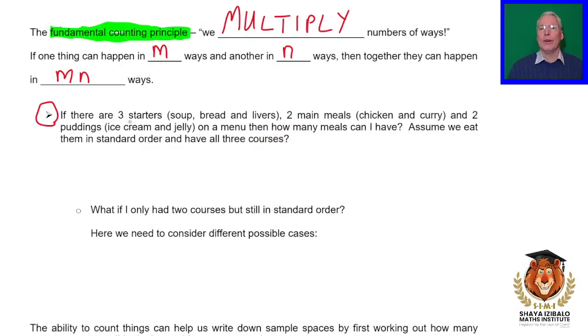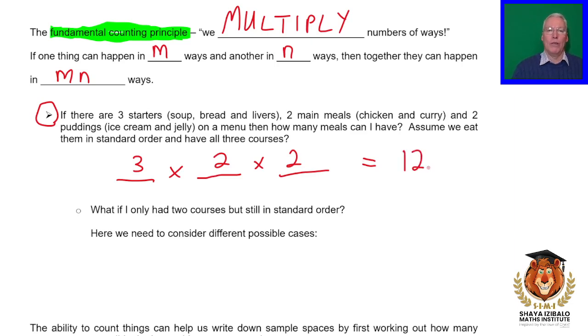Okay, so 3 starters, a choice of 3. So for starters, I've got a choice of 3. For the main meals, I've only got a choice of 2. And for the puddings, I've got a choice of 2. There are a total of 3 times 2 times 2, which is 12 meals.